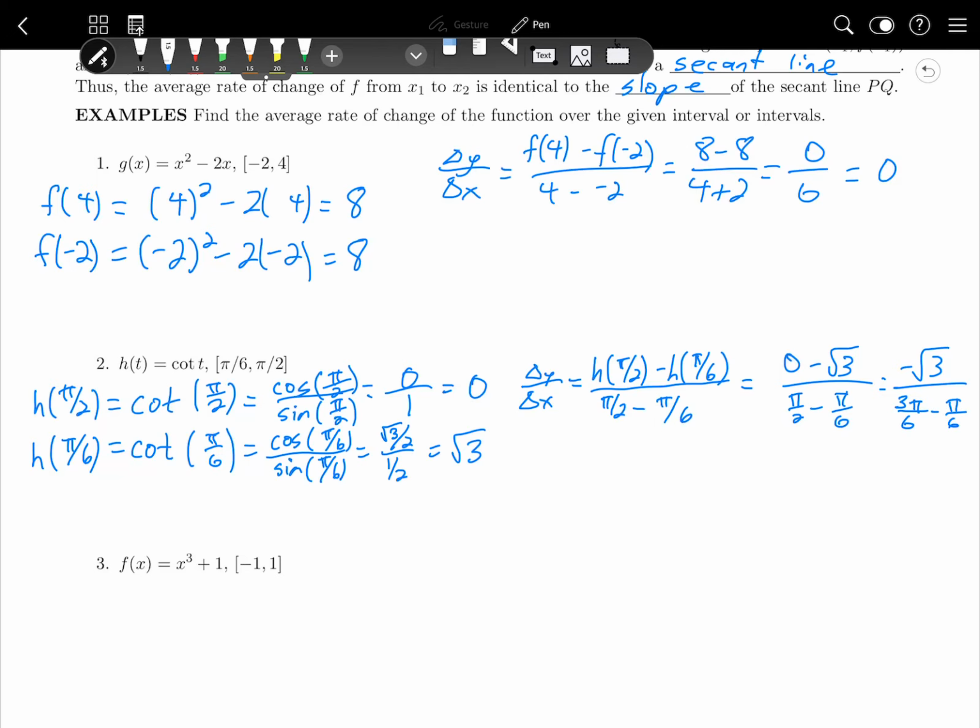So now we can come down a line here: negative root 3 over 2 pi over 6, which is negative root 3 over pi over 3. And so that becomes negative root 3 times the reciprocal. So this would be negative 3 root 3 over pi would be our average rate of change. So things get slightly more difficult when we start dealing with trig functions just because of the fact that we're talking about a lot of irrational numbers.